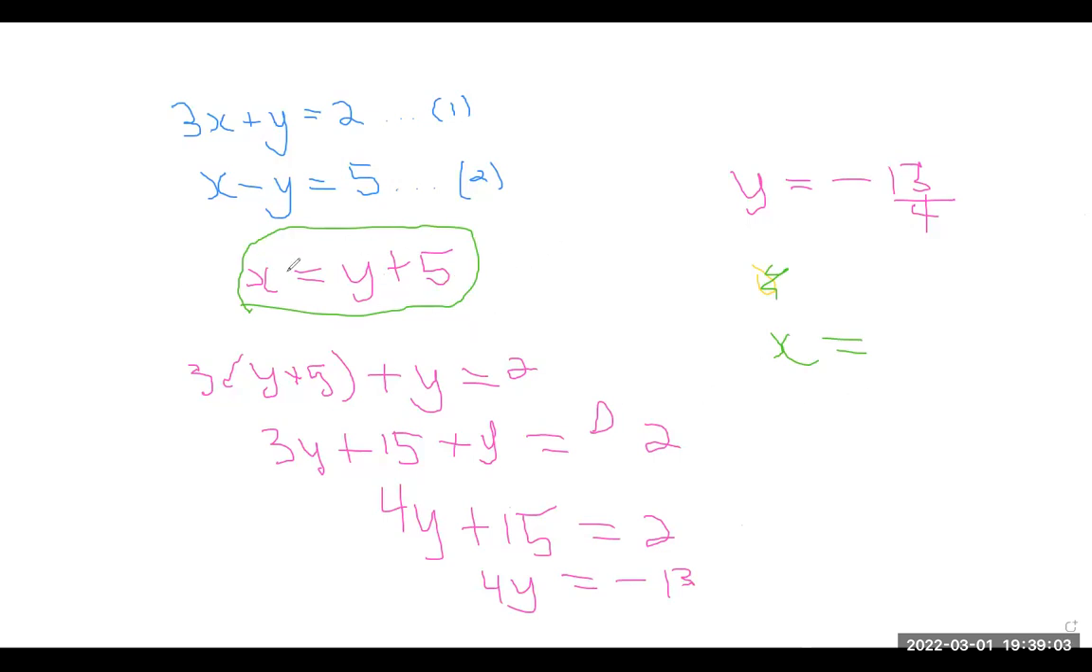So dealing with this equation right here, x is equal to y plus 5. But instead of putting back the y, I now know that the value of y is minus 13 on 4. So x is equal to minus 13 on 4 plus 5. And when you simplify this, you're going to get 7 on 4, right? So these are your two answers using the substitution method. y is equal to minus 13 on 4, and x is equal to 7 on 4.